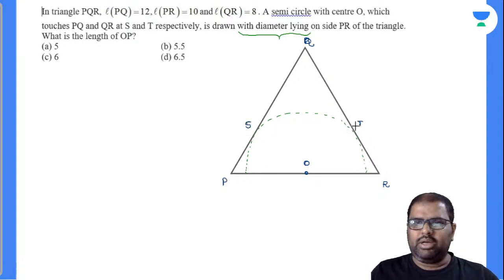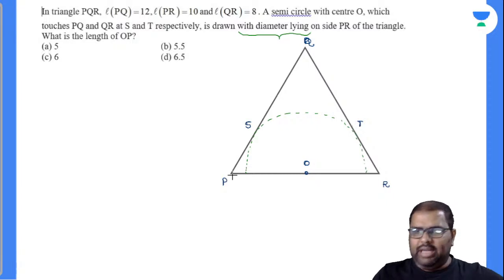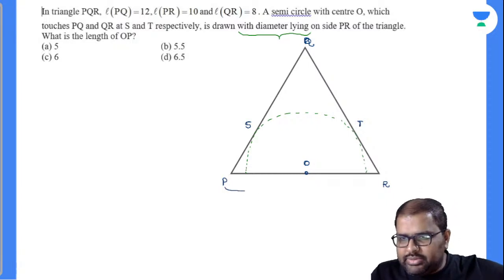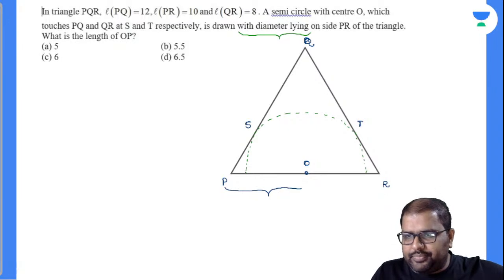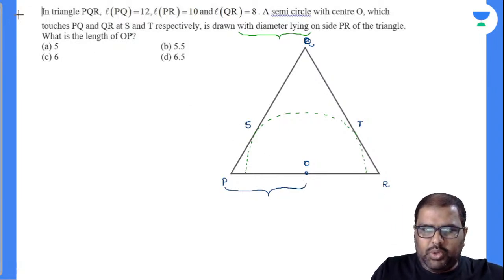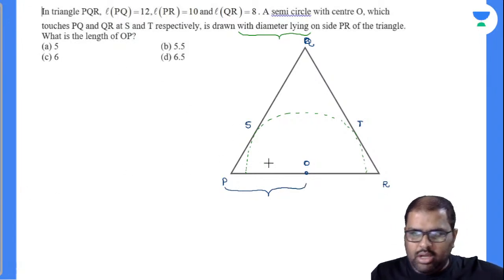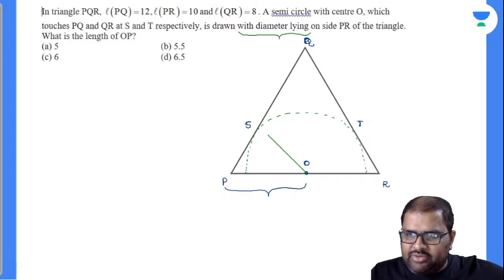Now what is the question asked? You are asked to find the OP length. OP length is the question asked. Now see here. Observe what I am doing here. Is OS a radius of the semicircle? Yes. Is OT a radius of the semicircle?